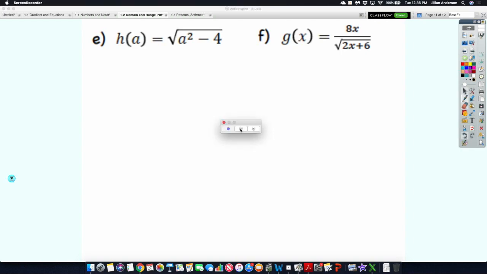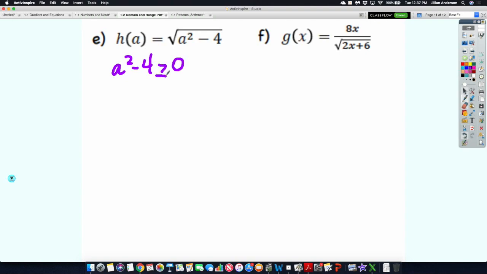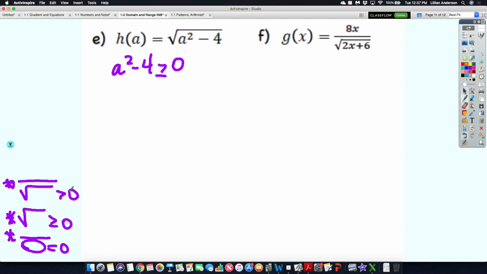When I look at E, I have a radical, which means it's got to be greater than or equal to 0. Okay? So maybe a couple of notes to add in. When it's just the radical, it's greater than or equal to 0. When it's the denominator, you set that equal to 0. When it's the radical under the denominator, greater than 0. You know, a couple of things to help you keep it clear. Okay?